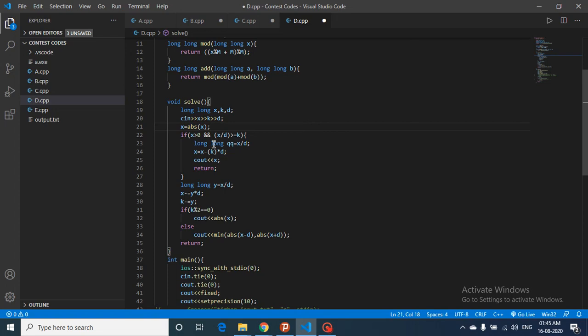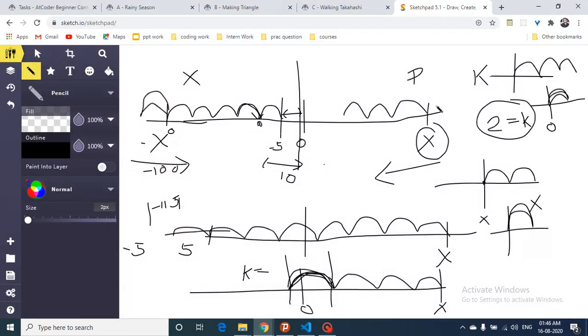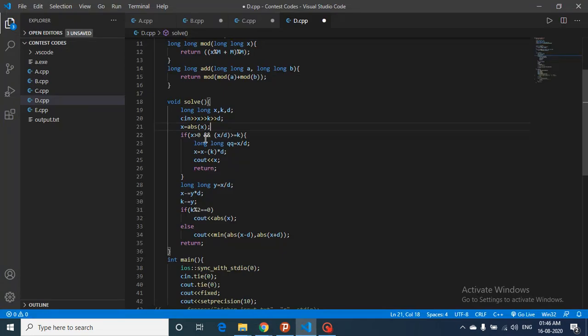The first condition is: after moving all the k steps to the left, if I make this x positive, I can move all the k steps to the left and still be behind 0, then it is always beneficial to move all the k steps. So that's what we have done. We have checked that if x is greater than 0, and then I can move all the k steps. So x minus d will tell us how many steps I can do.